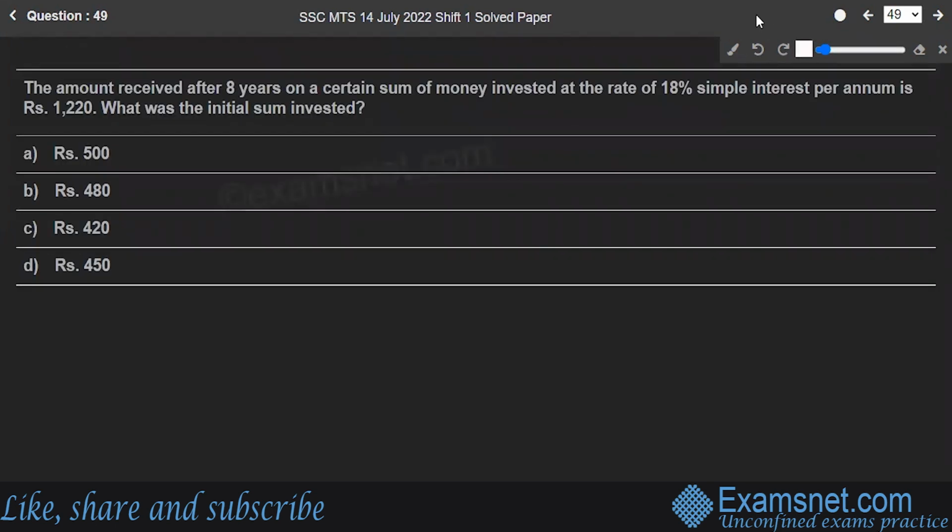Question number 49. It says the amount received after 8 years on a certain sum of money invested at the rate of 18% simple interest per annum is rupees 1220. What is the initial sum invested? So that means what you have to find out in the question is nothing but the principal amount that has been invested. Things which are given, let's write down. Time is 8 years. Then the rate of interest is 18%. And the amount which is received after 8 years is rupees 1220.